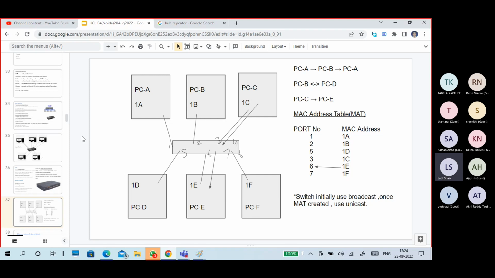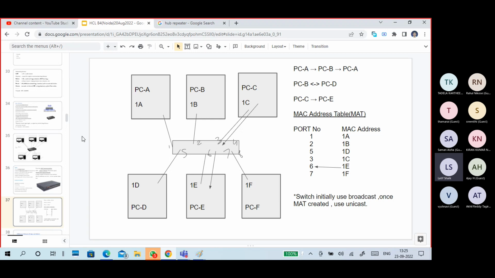So using this MAC address table, the switch starts using unicast. For example, PCA wants to send a packet to PCE. The packet goes to the switch, and the switch verifies the destination MAC address. The destination MAC address is 1E. 1E is connected at port 6, so it sends the packet to port number 6. So automatically PCE gets it.